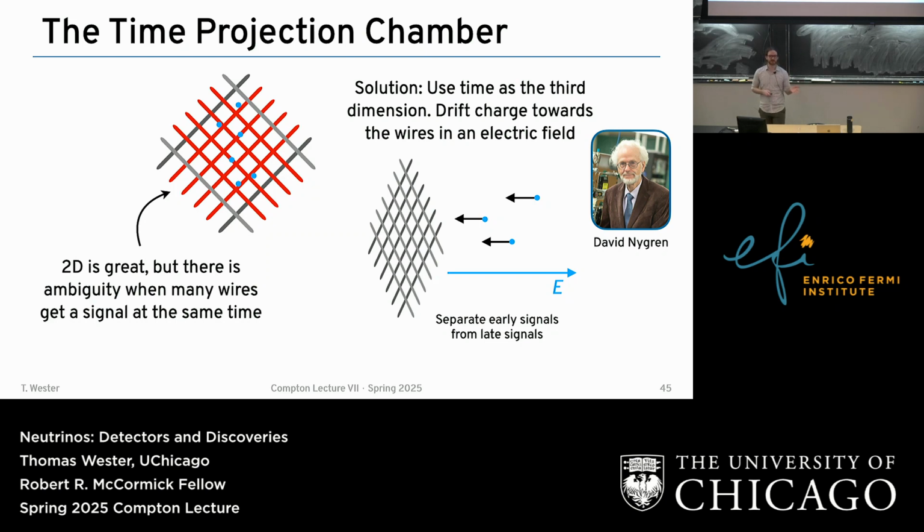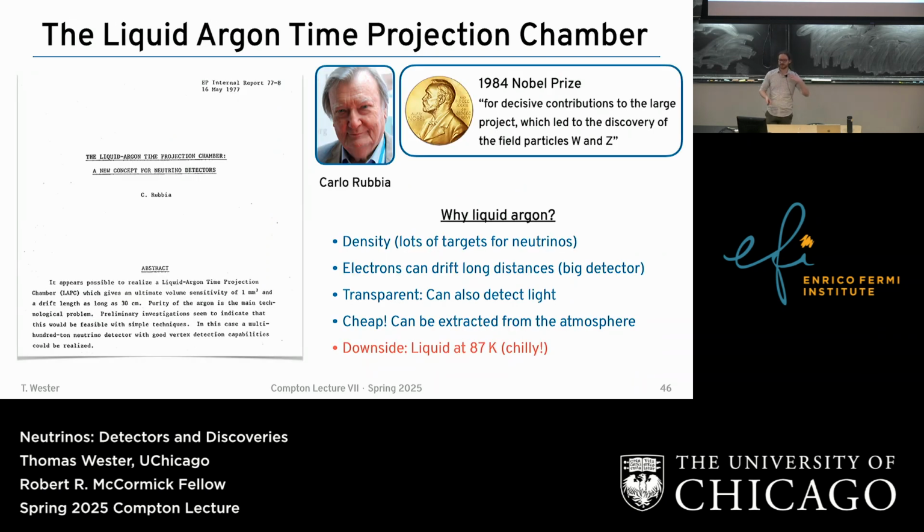So it was very quickly realized that this kind of detector could be made into something very practical for physics using a particular detector medium. The liquid argon time projection chamber became the leading concept for this type of detector. This was first proposed by Carlo Rubbia, who would a few years later go on to win the Nobel Prize for the discovery of the W and the Z bosons.